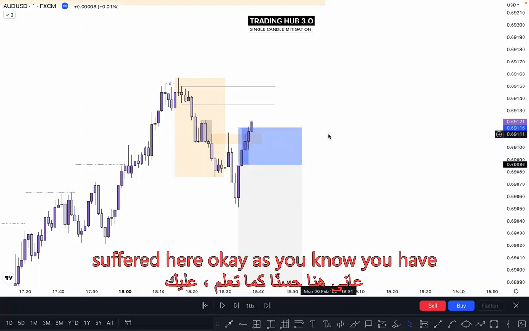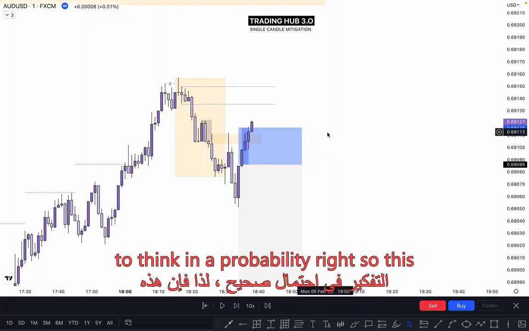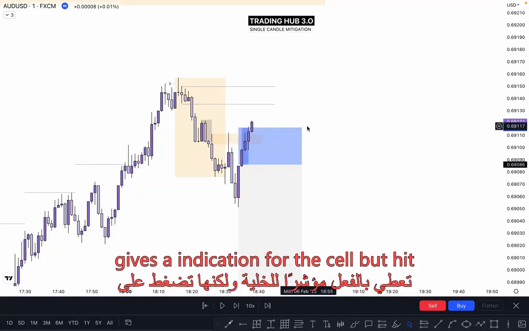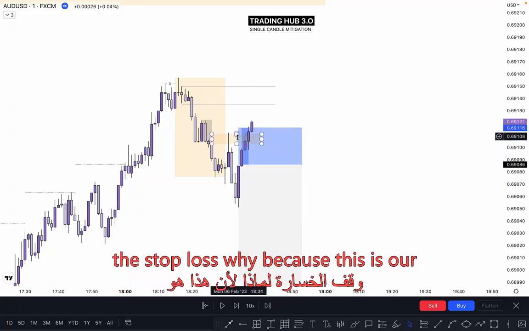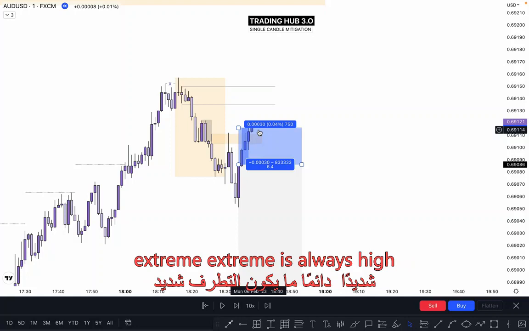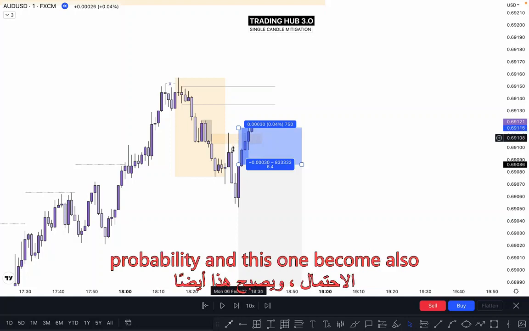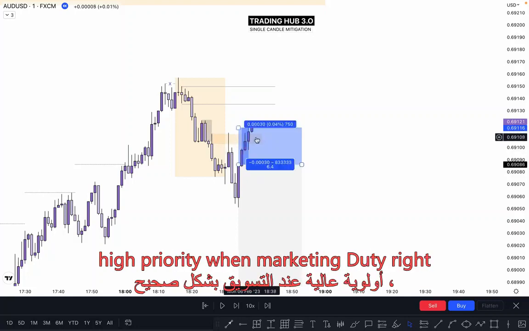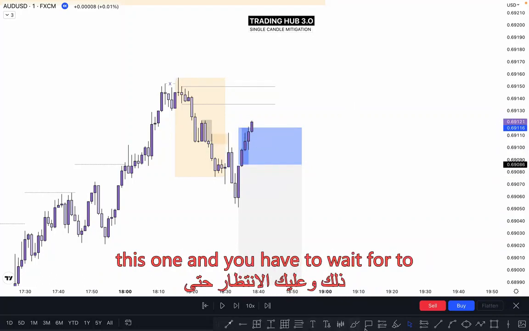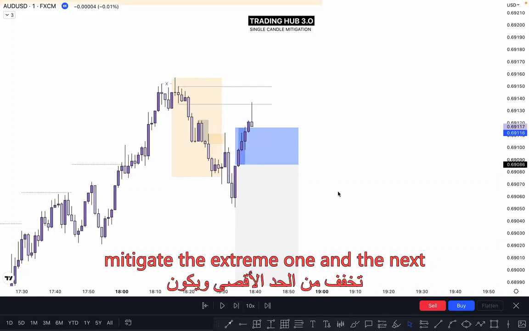Okay, as you know, you have to think in probability, right? So this one is our first POI, which already gives an indication for the sell, but hit the stop loss. Why? Because this is our decisional, not high probability, not extreme. Extreme is always high probability, and this one becomes also high probability when market takes out the liquidity, right? So let's see what happens next after this one, and you have to wait to mitigate the extreme one.